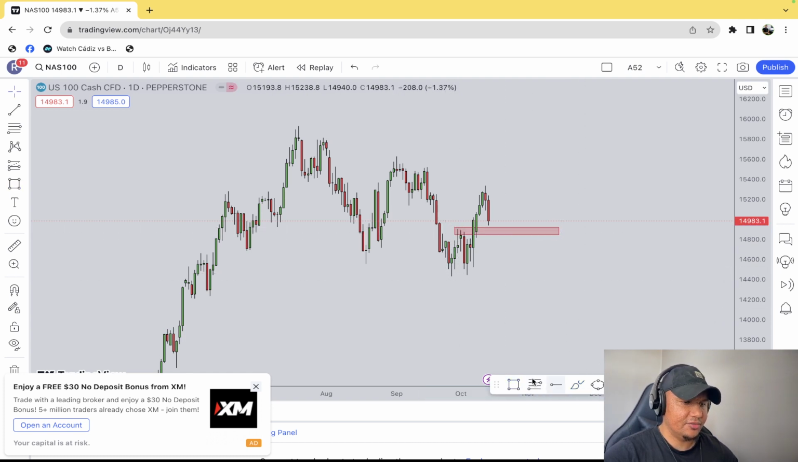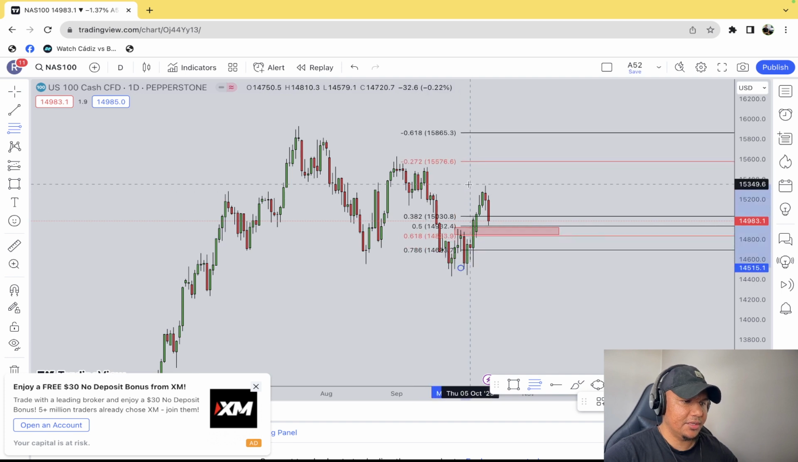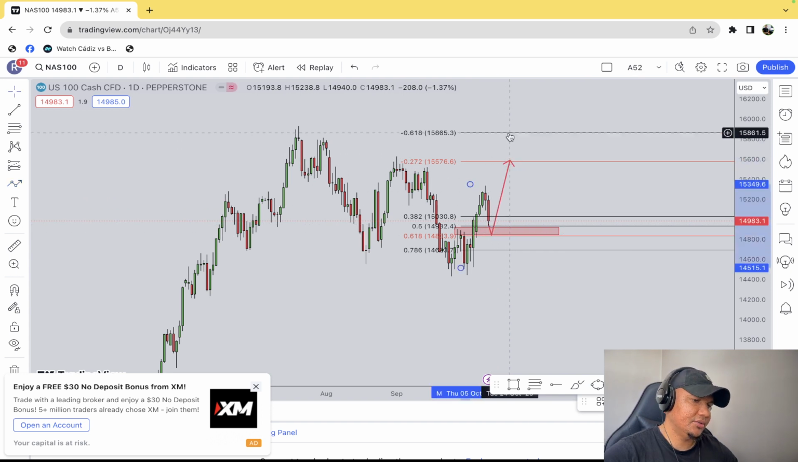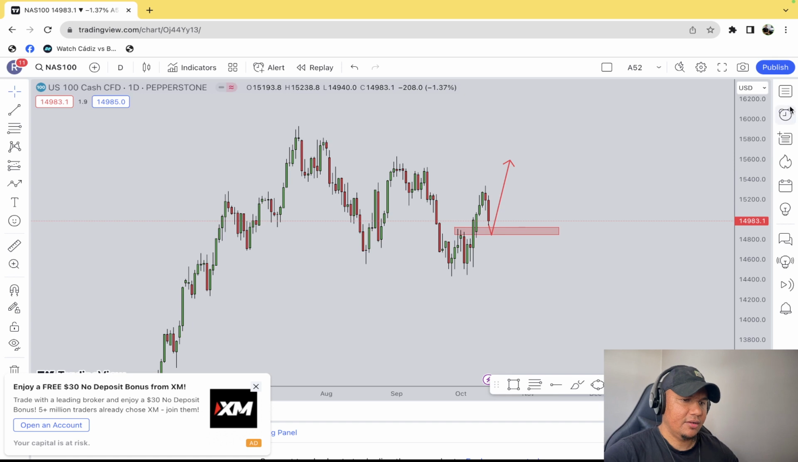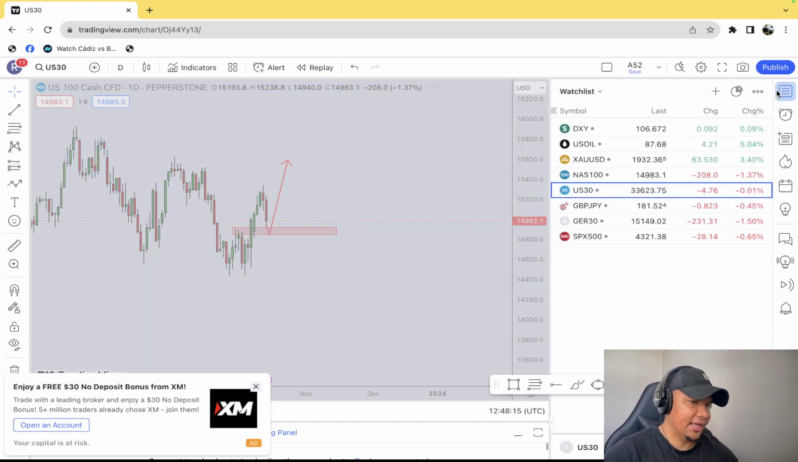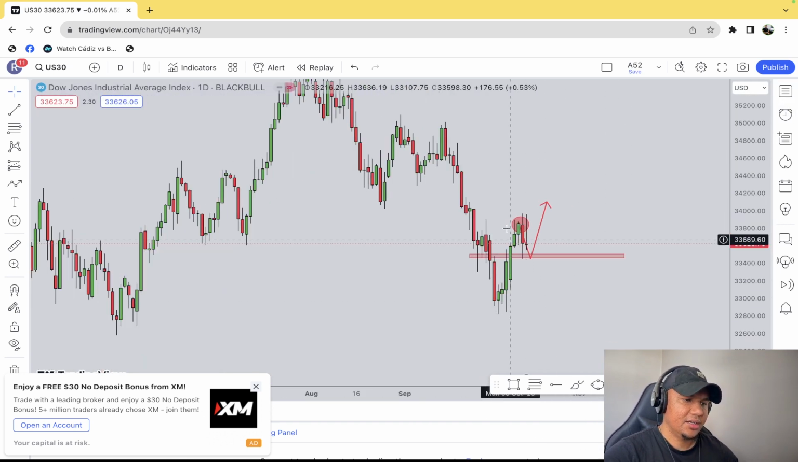We also have a massive impulse. After an impulse, we expect a correction, and we got this 0.382, sorry, the 0.50. I do expect a slight pullback, and then definitely continuation to the minus 0.27 of the Fibonacci taken from the low to the high of the W formation. Also, US30 went exactly as anticipated.